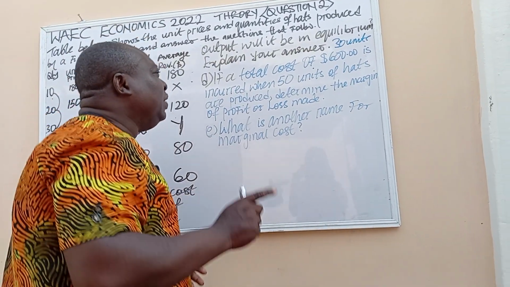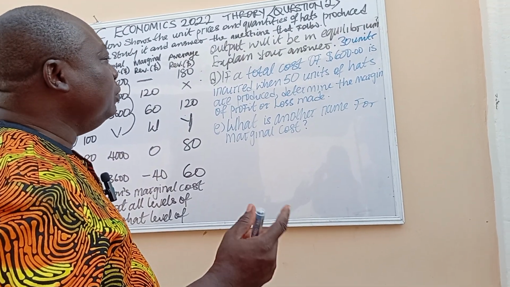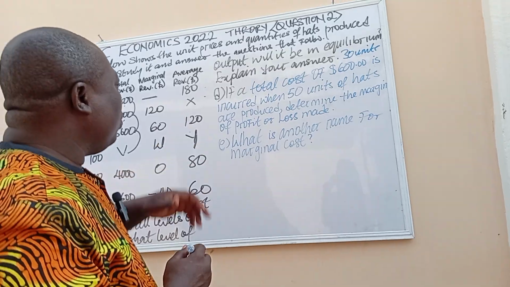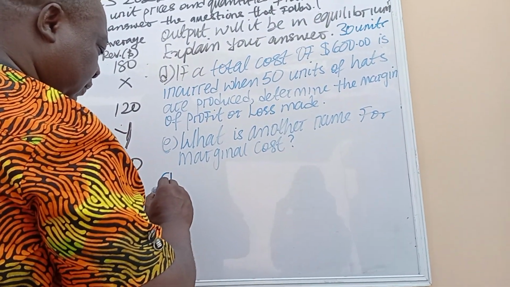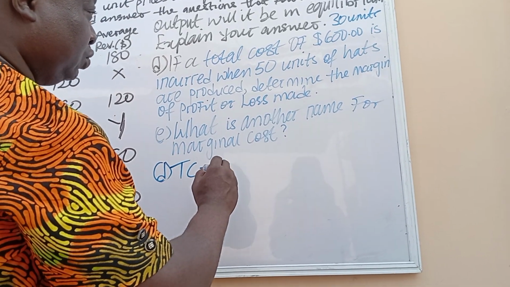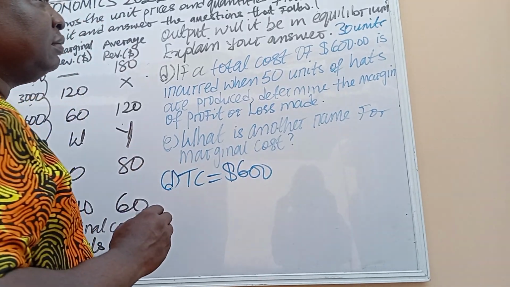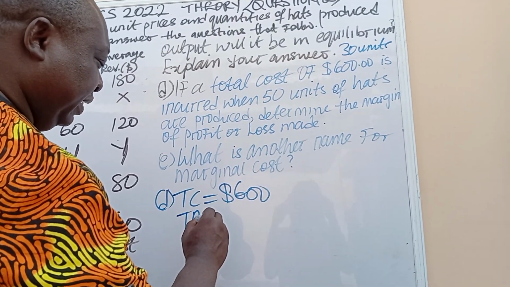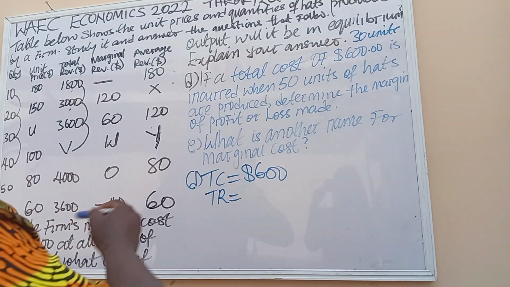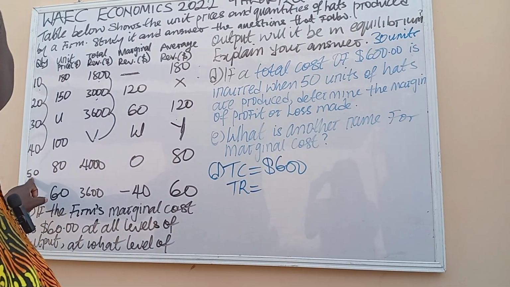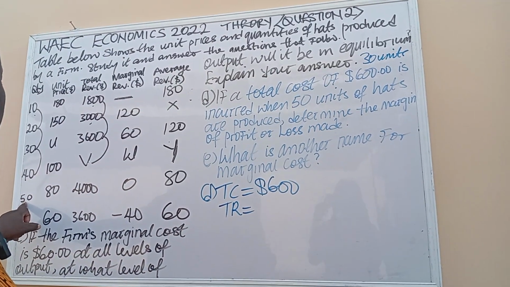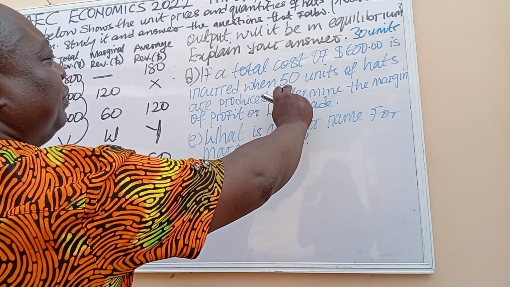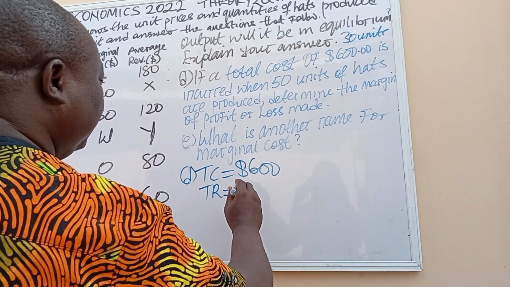If a total cost of $600 is incurred when 50 units of parts are produced, determine the profit or loss made. Okay, so to solve D, they told us that the total cost is $600. For us to determine profit, we must know total revenue. At 50, when the unit produced is 50, total revenue is 4,000. Do you see that? Because they told us that when 50 units of parts are produced, total revenue is 4,000.